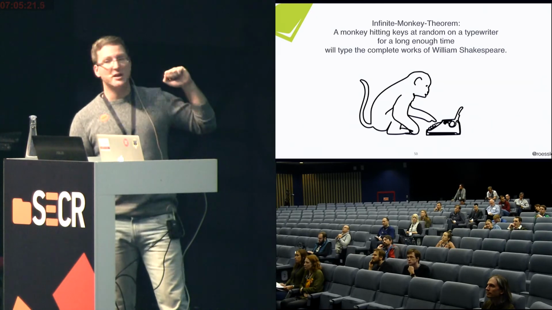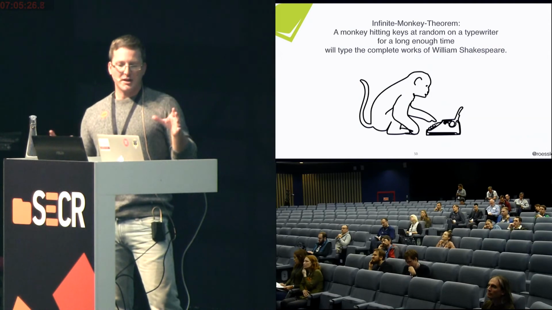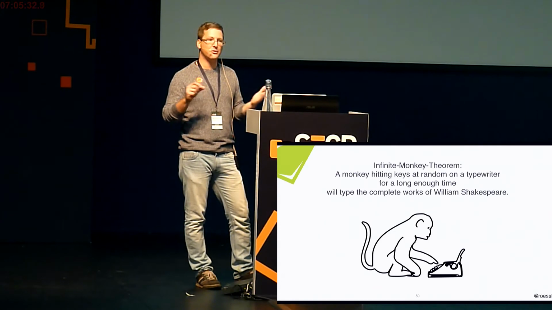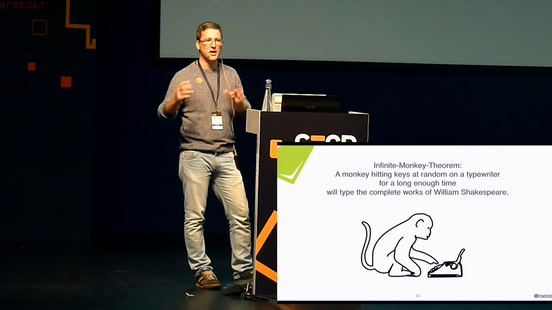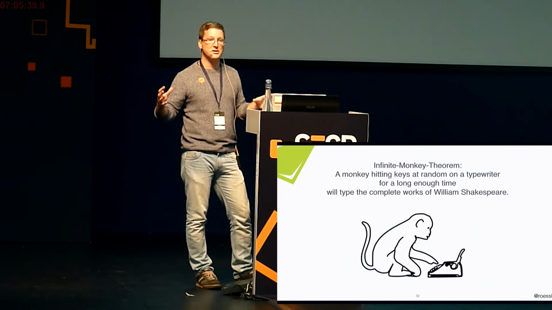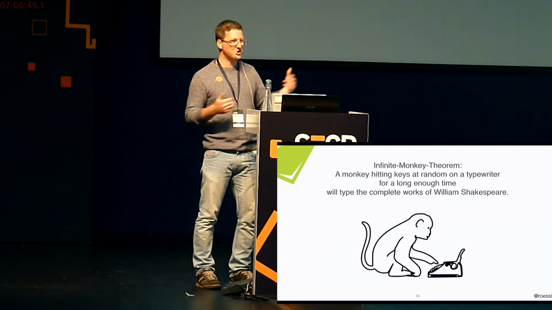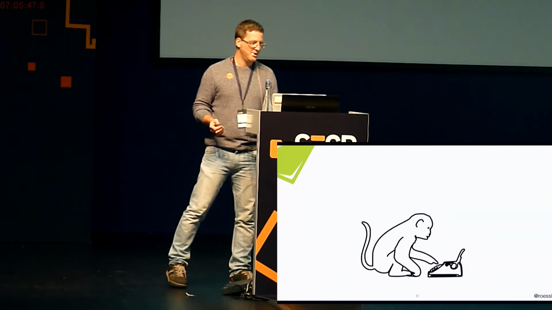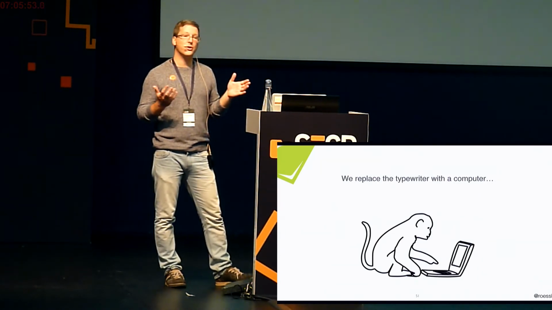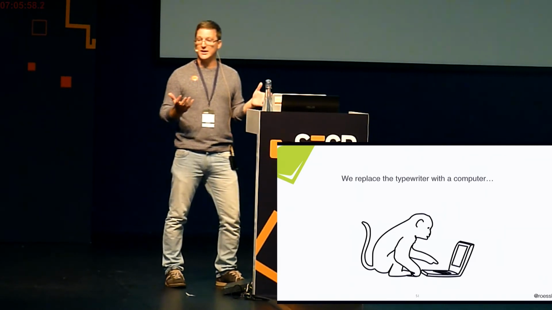Now you can use the infinite monkey theorem. I don't know if you know that theorem. The idea is a monkey hitting keys at random on a typewriter for eternity will eventually create every string, like every possible combination of characters will be created, and one of those combinations of characters will be Shakespeare. So in eternity, the monkey creates Shakespeare. It just takes very, very long. And what we now do is we remove the typewriter and replace it with the computer and let the monkey test.